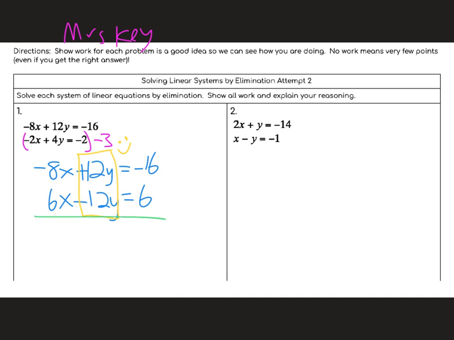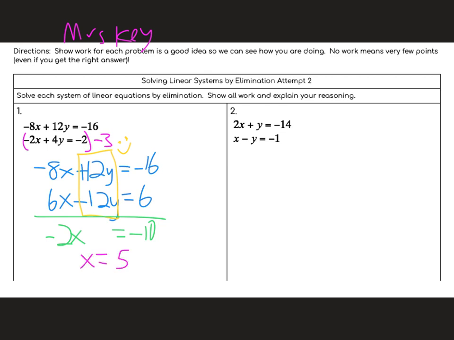-8x and 6x gets me -2x. 12y and -2y. By combining, I mean I'm adding. 12y and -2y make 0. -16 and 6 makes -10. Let's go ahead and divide both sides by -2. We get x equals 5.